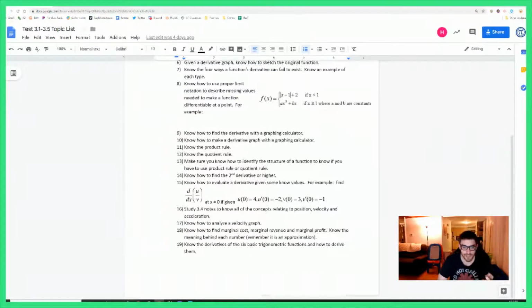Know how to analyze a velocity graph, know how to find marginal cost, marginal revenue, marginal profit, and know the meaning behind it. So what are you actually doing when you plug in the value? And know how to actually find the change in the cost, the revenue, or the profit. If you just find, for example, the cost of the new value minus the cost of the original value. And last but not least, know the derivative of the 6 basic trig functions and know how to derive them. So I could ask you to derive any of them. Sine and cosine are a bit harder. You have to use your angle sum formula, but cosecant, secant, cotangent, and tangent are very simple. You just use the quotient rule to find their derivatives.